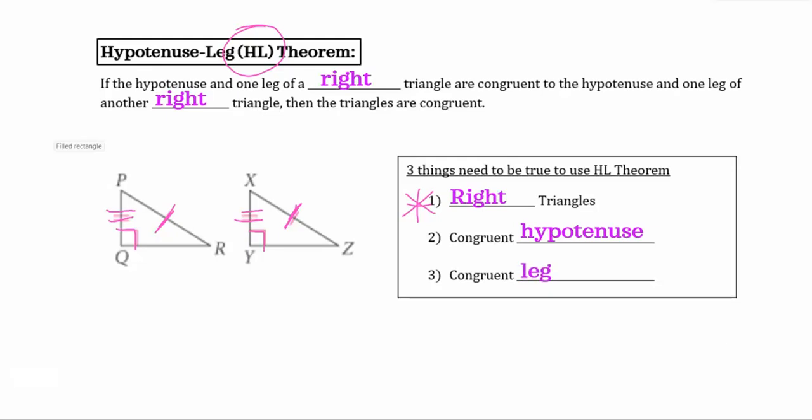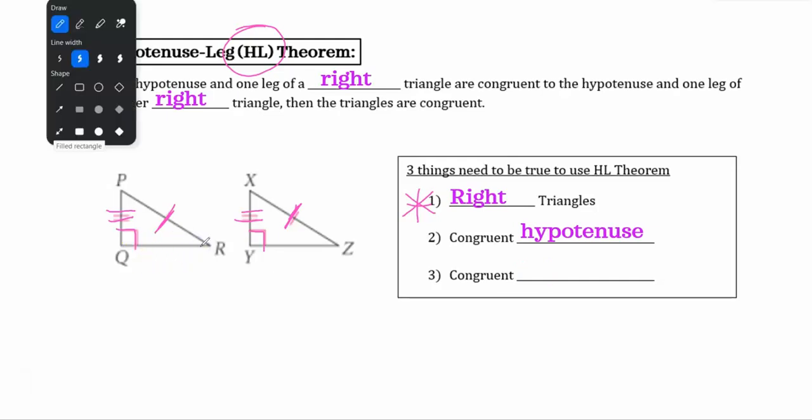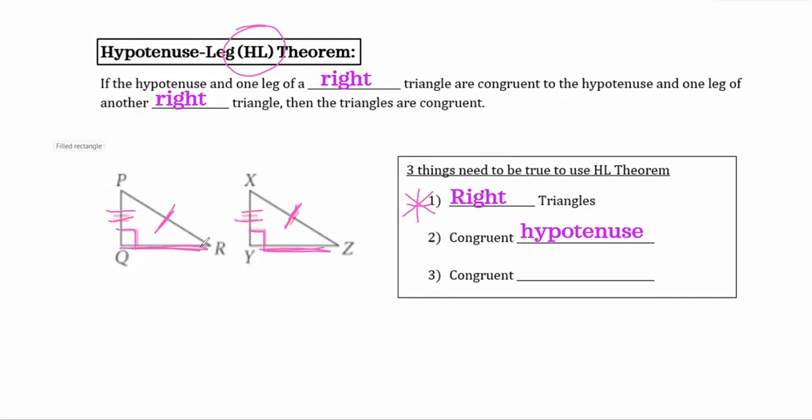Got to be right triangles. You have to have the hypotenuse being marked congruent, and you have to have one leg being marked congruent. Okay, the Pythagorean theorem kind of shows us why this works. That other leg right here, those are always going to be the same because the Pythagorean theorem is going to work out the same. So we're kind of using side, side, side or another shortcut, but here we go, HL.